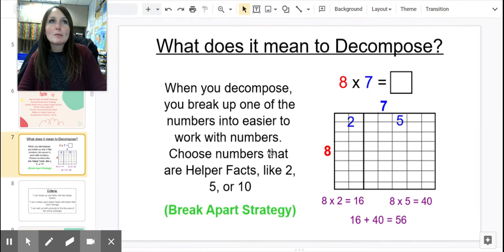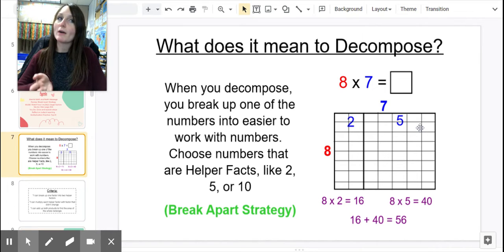Okay, so remember, decomposing is that break apart strategy. Okay, so it says when you decompose, you break up one of the numbers into easier to work with numbers using your helper facts like 2, 5, or 10, or other helper facts you already know. Okay, so like here, I said my favorite one is 7. I like to break up 7 because it's 2 and 5. And I know my 2s and I know my 5s.